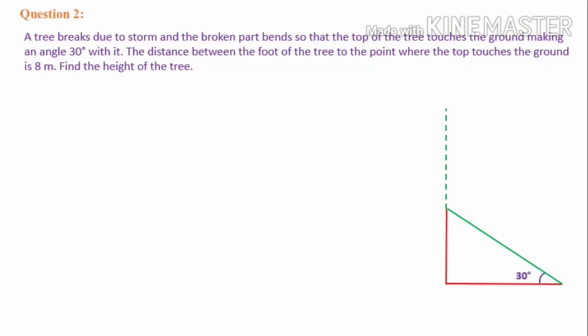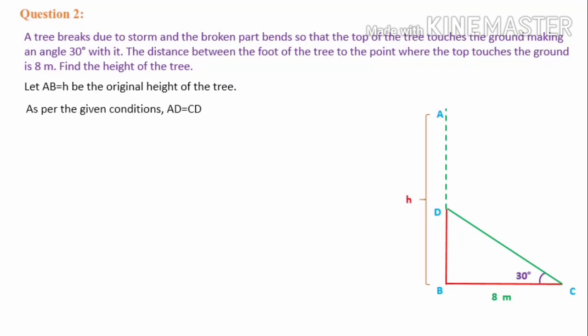And the distance between the foot of the tree and the top of the tree, now at the ground, is 8 meter. Let's label the points A, D, B and C. DBC is a right angle triangle, right angled at B, and AB is the original height of the tree. So let's assume AB is equal to H, the original height of the tree.